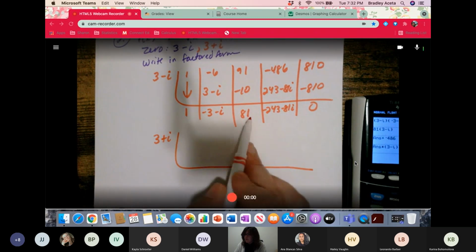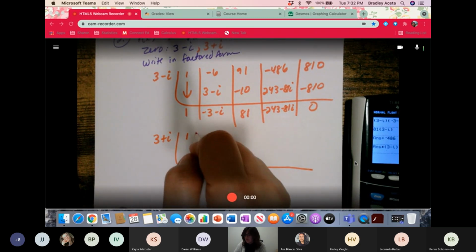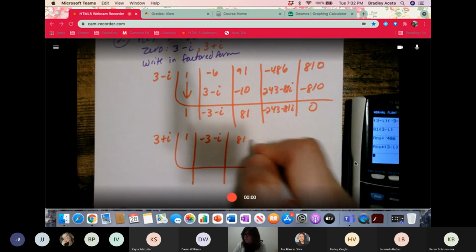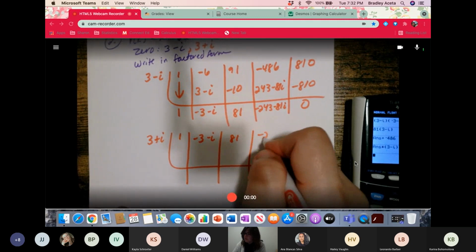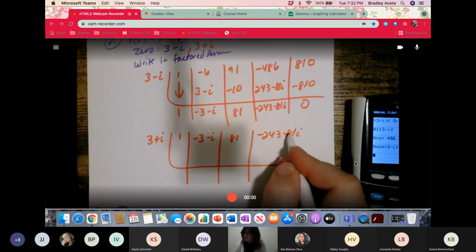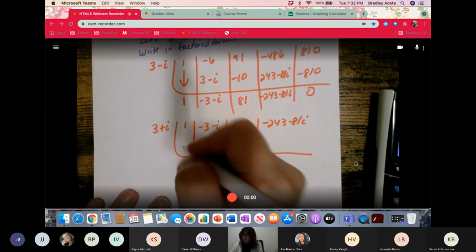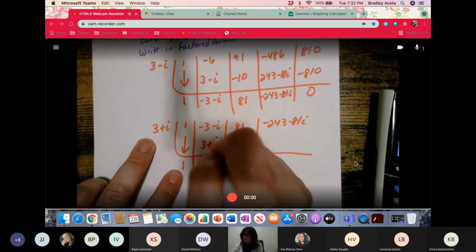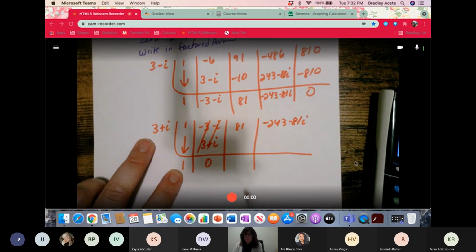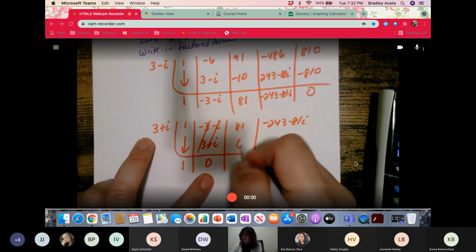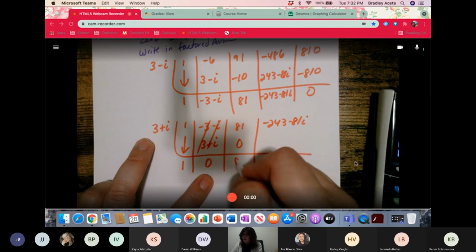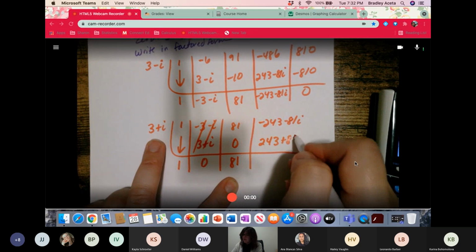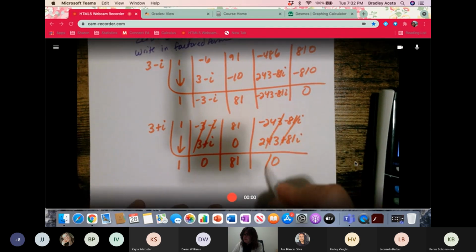So I'm going to use these 1, 2, 3, 4 numbers here. Negative 243 minus 81i. And I'm going to break it down. Let's see. 1 times 3 plus i is 3 plus i. Look at there. It goes to 0. 0 times that is 0. 81 times that is a positive 243 and a positive 81i, which goes to 0.